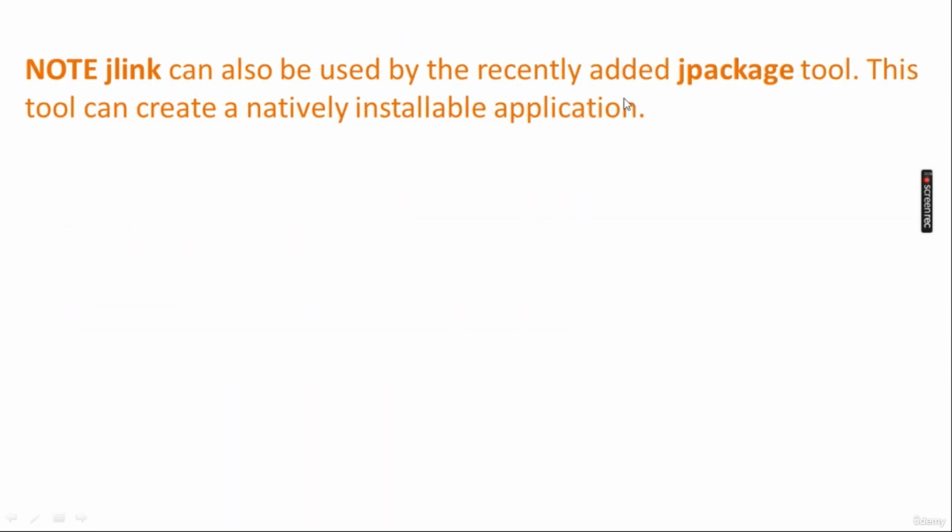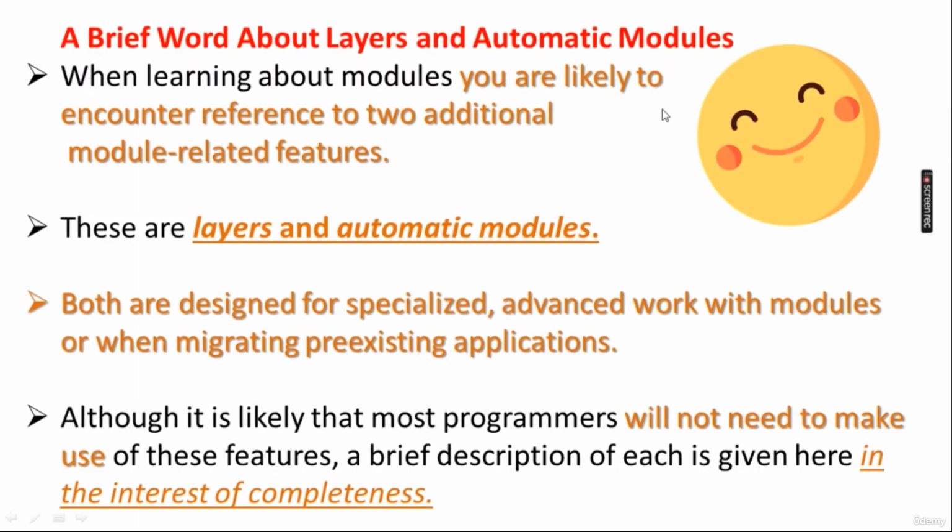JLink can also be used by simply adding the JPackage tool. So how do we use JLink? By simply adding the JPackage tool. This tool can create a natively installable application.